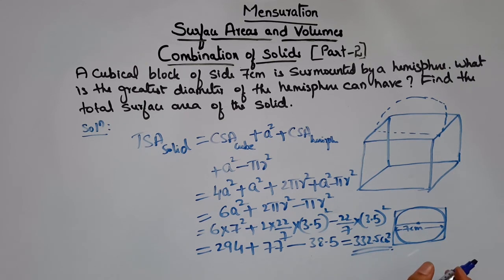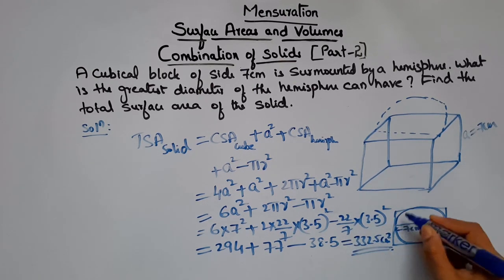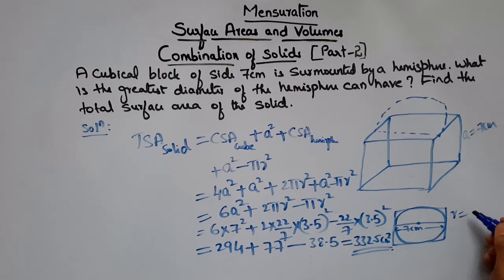So I hope this is clear. So here a is nothing but the side of the cube. So you can write here a is equal to 7 centimeter, and r is the radius of the hemisphere, which is nothing but 7 by 2.